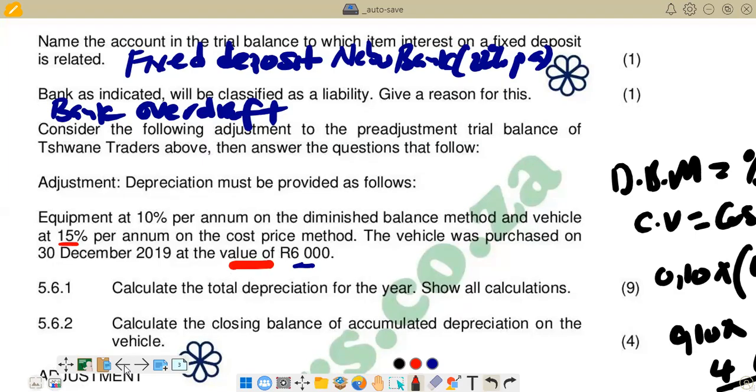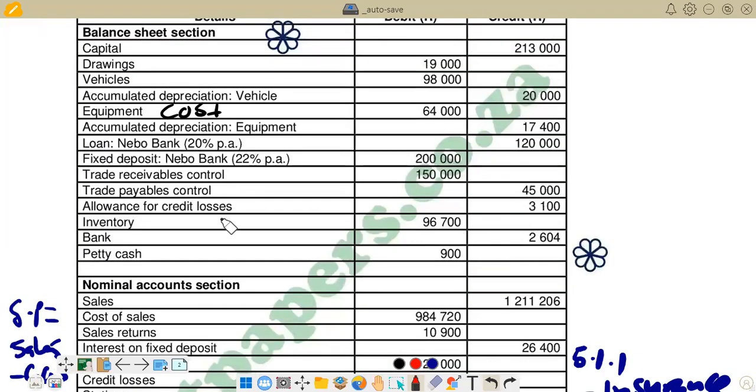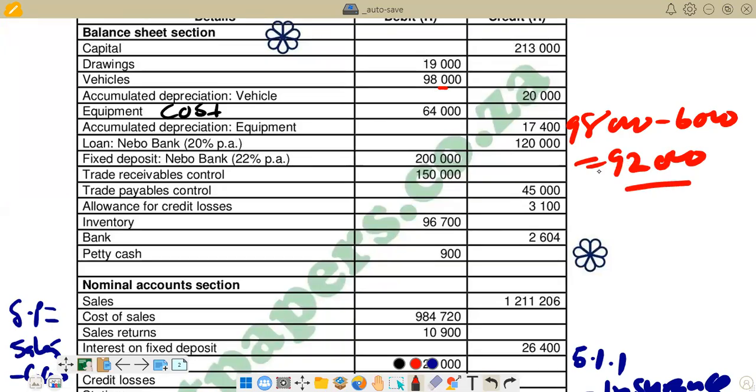So if you go back there, you'd see that the figure that we are given for vehicles is here, 98,000. So the 98,000 represents vehicles at the end of the year. Remember, these balances are at the end of the year. Then the 6,000 vehicle came on 30 December. So we are going to say 98,000. We subtract the 6,000 that came during the year, and we get 92,000. So what it means is these vehicles of 92,000 stayed the whole year, and this one only was there from 1 January to the end of the year.